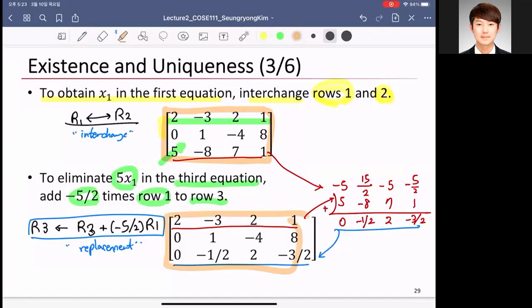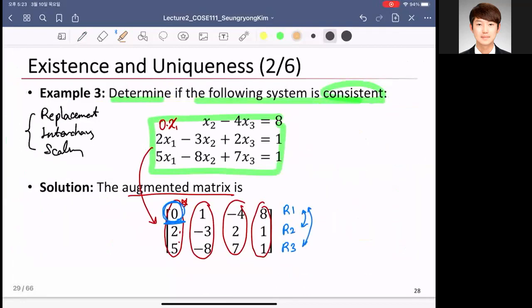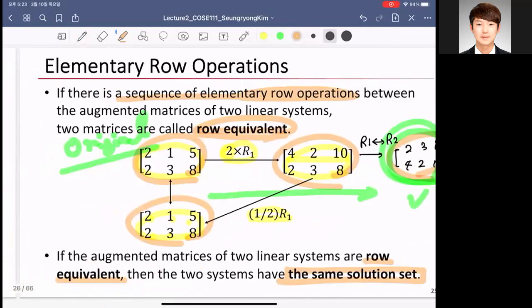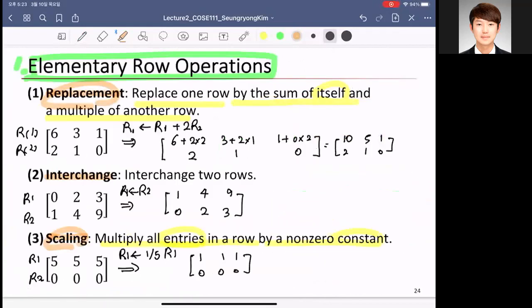Question: I can't read what you wrote below the interchange. Sorry, that is scaling. Replacement, interchange, scaling. Thank you very much.